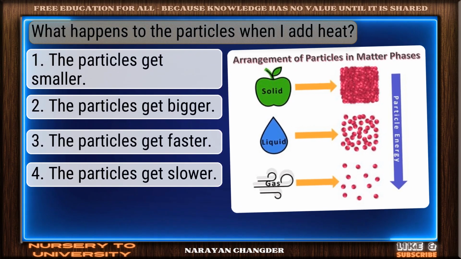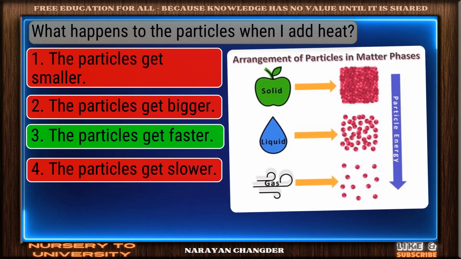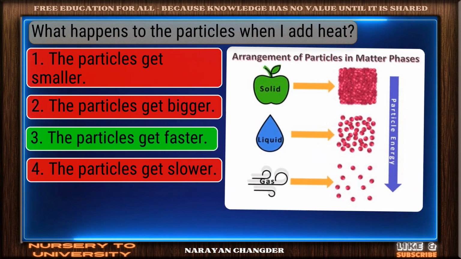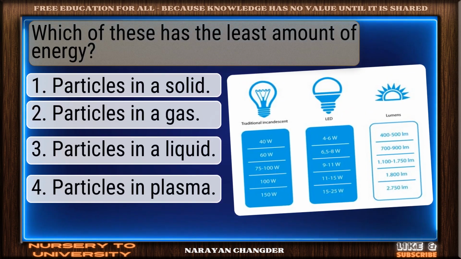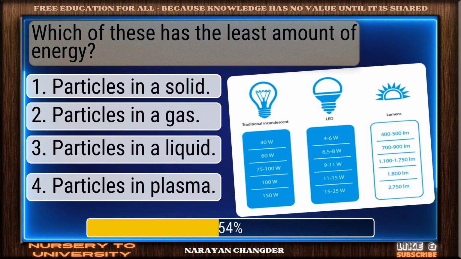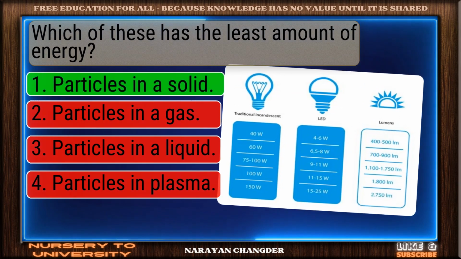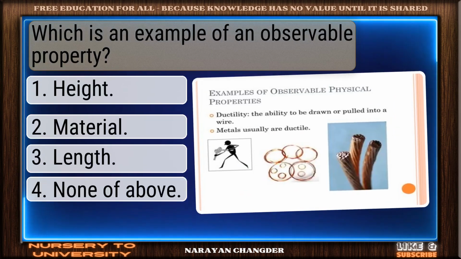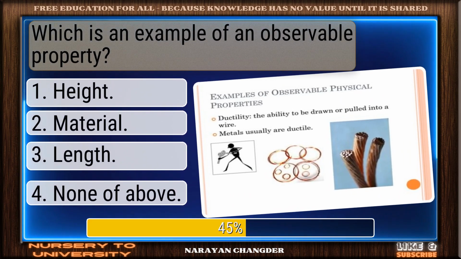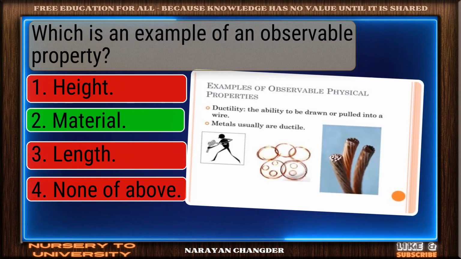What happens to the particles when I add heat? Sharp thinking. The particles get faster is the right choice. Which of these has the least amount of energy? Nice work. You chose particles in a solid and it is correct. Which is an example of an observable property? Bravo. Material is the answer.